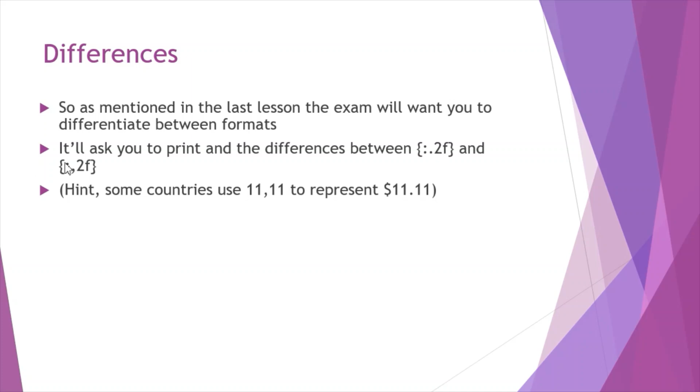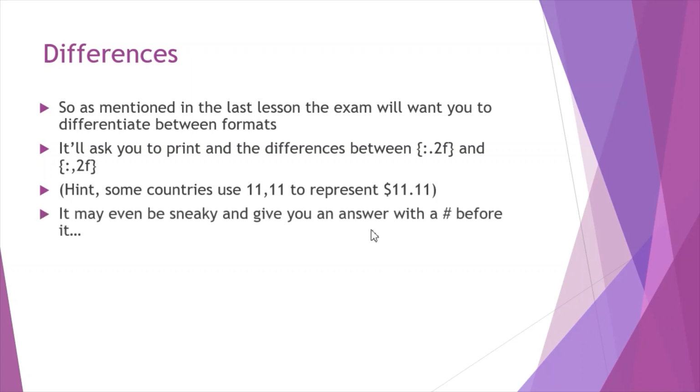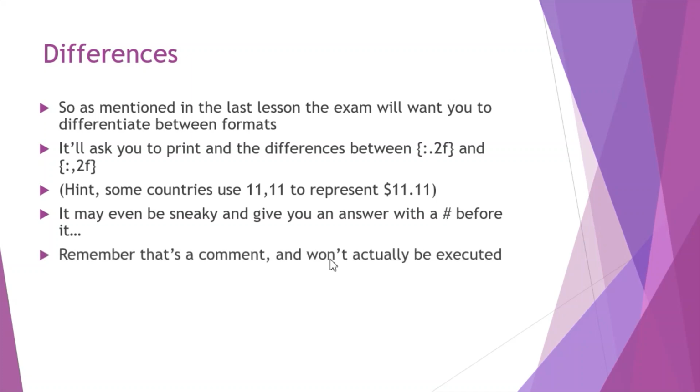If it's asking you to print a dot, then you need a dot there. If it's asking you to print it like this, you need this here as well. And remember, this is sort of your invisible location here. You sometimes don't need it, you sometimes do, depending on what you're doing. It may even be sneaky and give you an answer with a hash before it, and I have actually seen this. It's terrible, so just be very careful of that. Always make sure you read it, because this is obviously a comment and will never be executed. So as I said, this would never actually print anything because it's commented out.